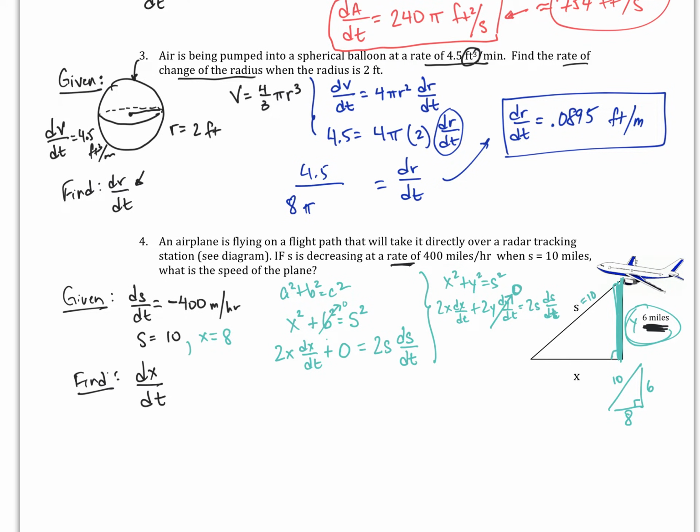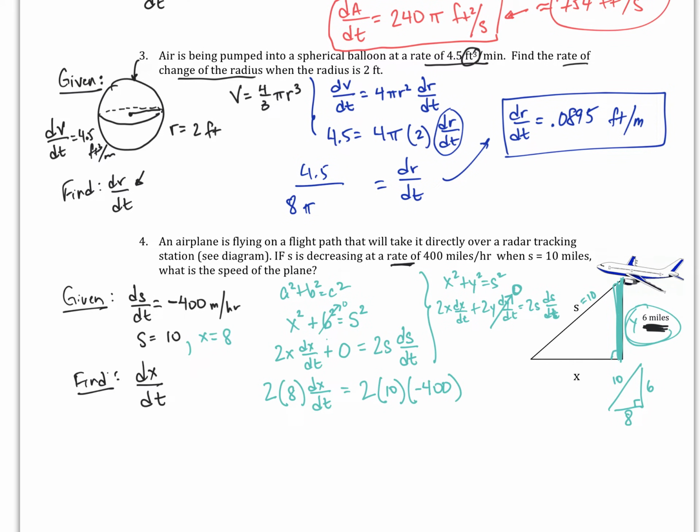Okay, so now over here, let's take a look. Do I have an x value? Sure, I do. It's 8. Do I have a dx dt? Nope, that's what I'm solving for. Do I have an s value? Yep, that's 10. Do I have a ds dt? Yep, that's negative 400. Okay, now I can solve all this.